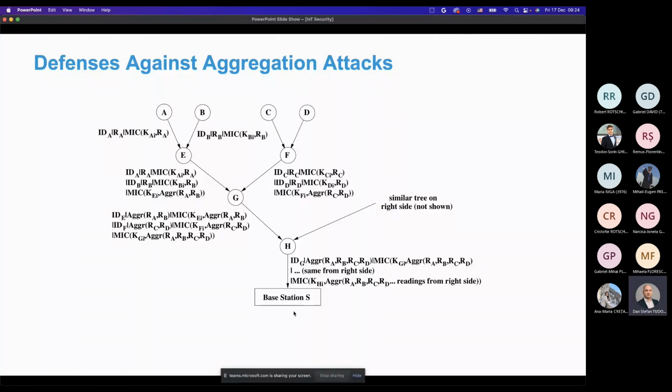Each node's message contains the sender ID, so it has an ID for node A, an ID for node B, and so on, the sensor data, and a MAC calculated over the data using this temporary key. So you have the ID, you have the data, RA, for example, and you have the MAC using this particular key for node A.